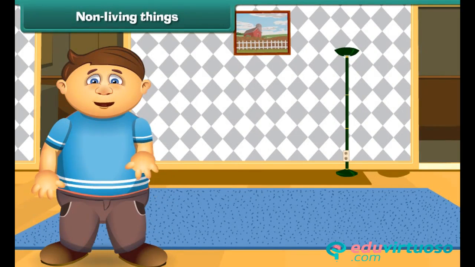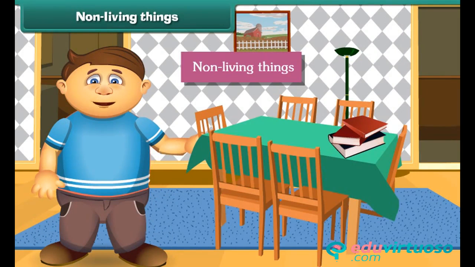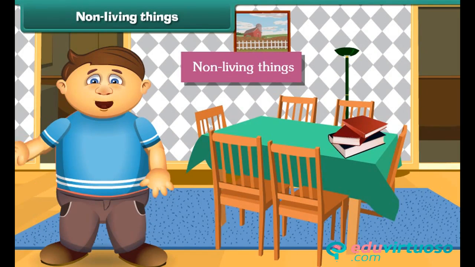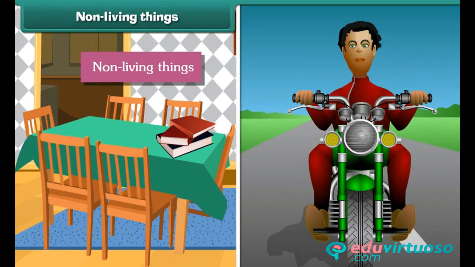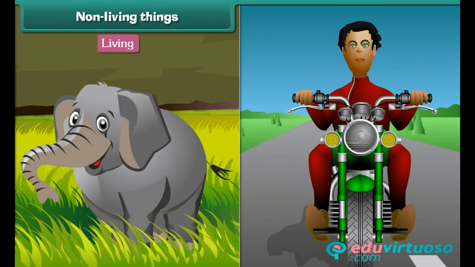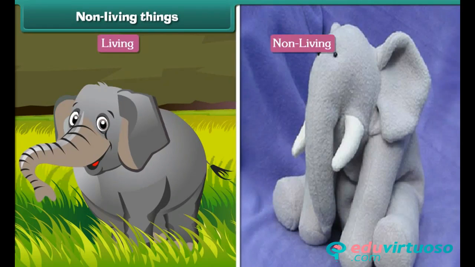Hey friends, now let's know about non-living things. They do not show the features of living things. Here are some examples of non-living things. You will be surprised to know that your father's bike is also a non-living thing. It can move only when it has petrol in it. Like living things, all non-living things do not show growth or reproduction.